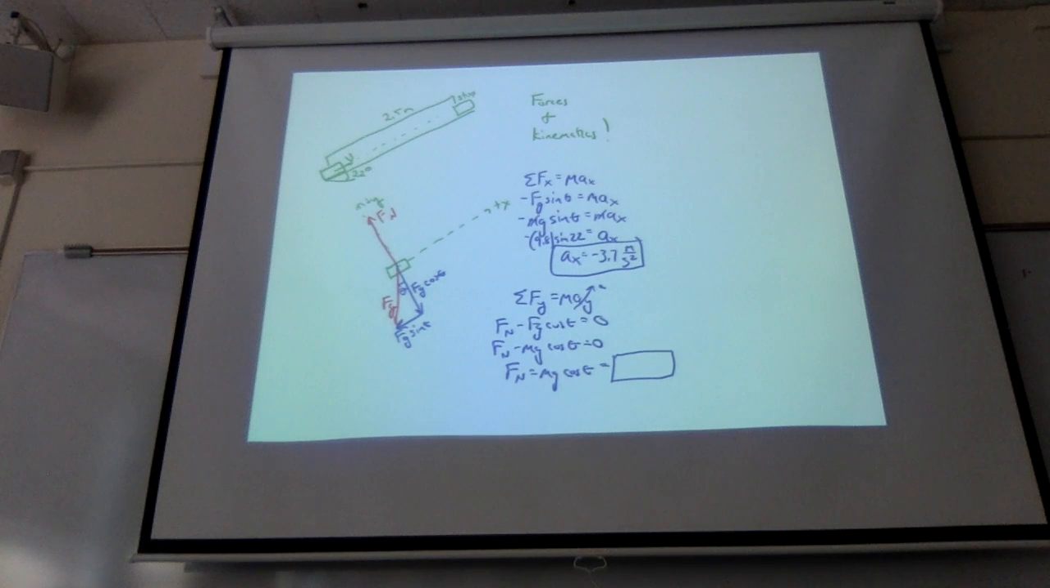Anybody? Don't all jump at once. Does anybody calculate like this? I don't think so. With two fingers, like on your calculator. Mass times gravity times cosine theta. Answer.